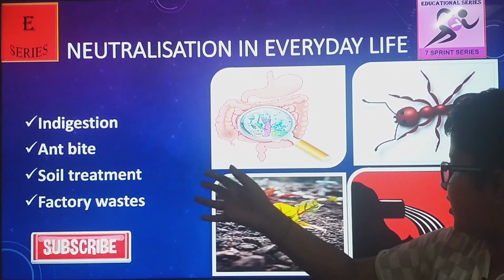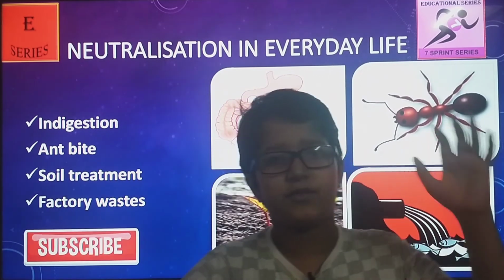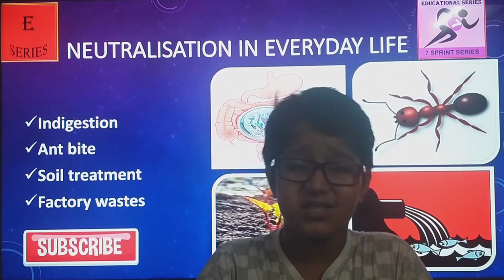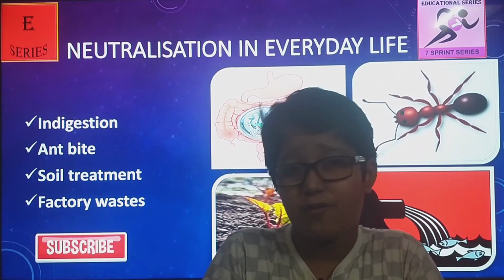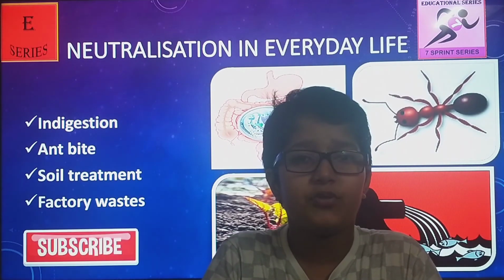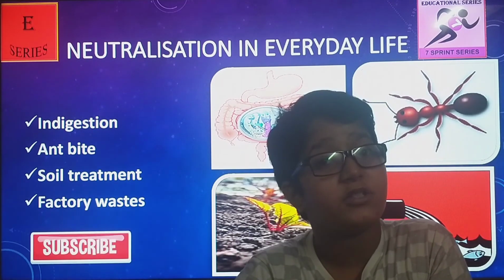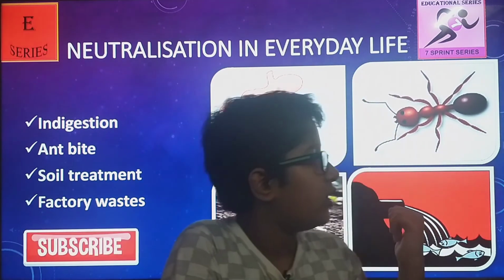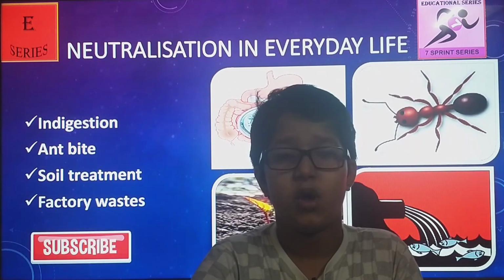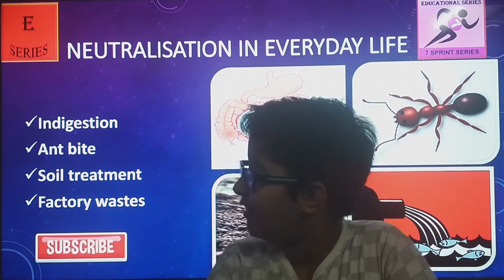And last, factory waste. Before putting it into the river, if there is too much acid in the factory waste, animals in that water will of course die. So before throwing the water out, a base is added to the factory waste, which neutralizes the effect of the acid and does not do a large effect on water sources, but some effect is done still. That is why we are encouraged not to cause water pollution.